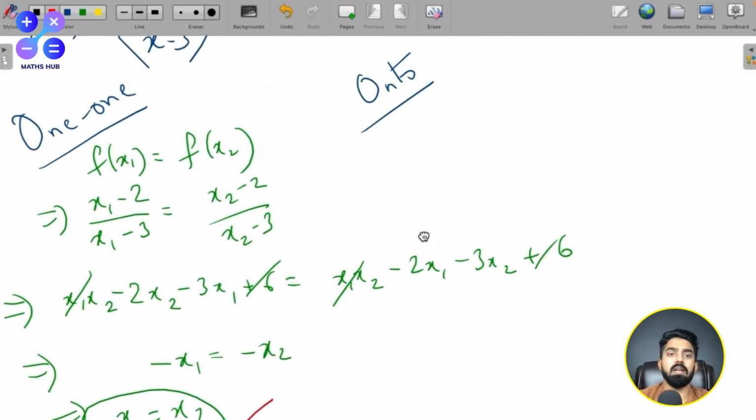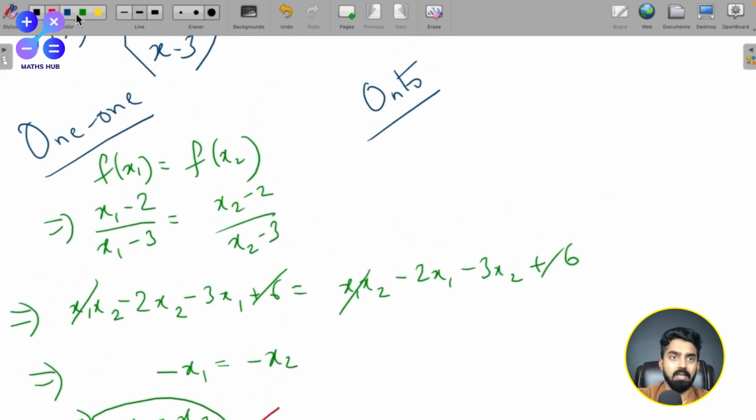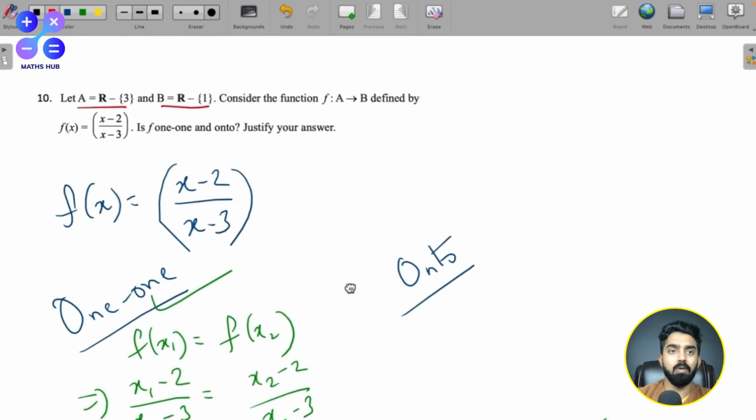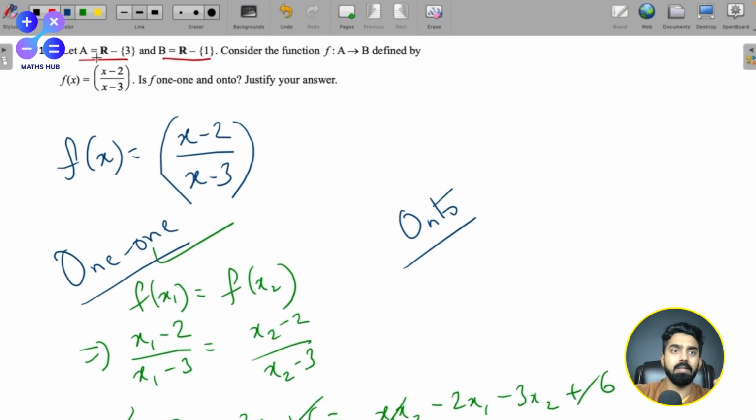So this means that the function f is one-to-one. This works out to be one-to-one because we started with f of x1 equals f of x2 and we proved that x1 equals x2. That means every element in the domain has only one element in the codomain, which is this.